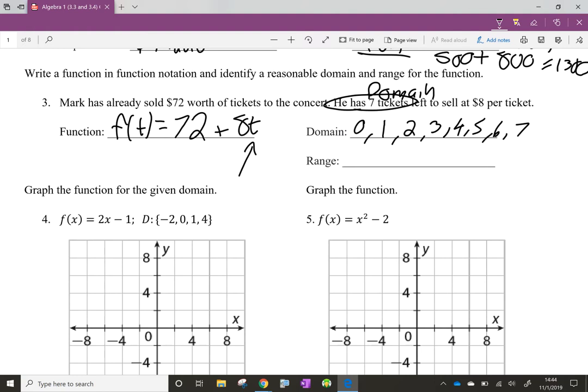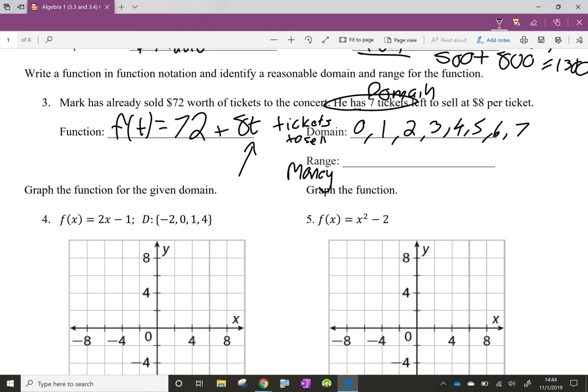So I might only sell 1, I might only sell 2, I might only sell 3, but these are all the possibilities of what might happen at the end of the day. I might sell 0 tickets, I might sell only 1 more, 2 more, etc., but I can only sell up to 7. All right, and my range, so again, this is my domain, this is tickets to sell. My range is my money, the money that Mark makes from selling his tickets.